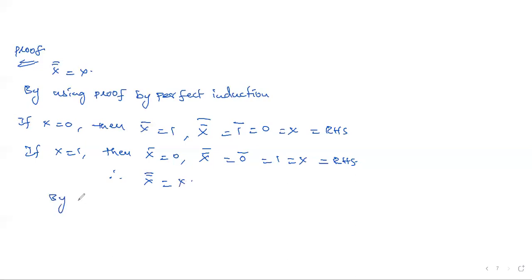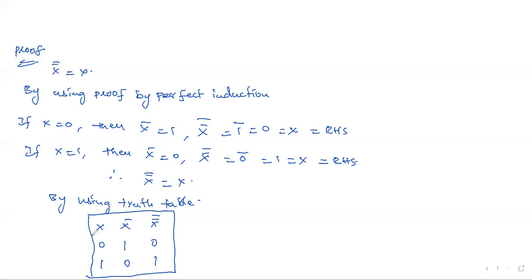Now by using truth table, x, x complement, x complement whole complement. So x value is 0 and this is 1. X value is 0, x complement will be 1. X value is 1, x complement will be 0. X complement is 1 and its complement is 0 again. X complement is 0 and its complement is 1. So this is a truth table.